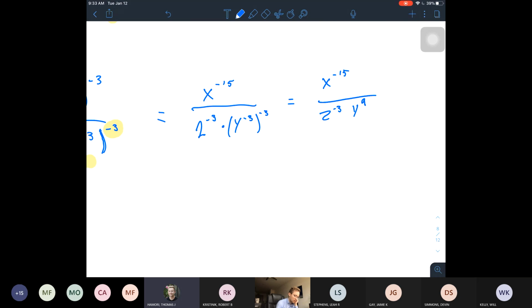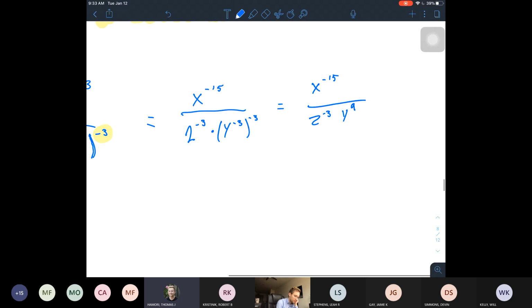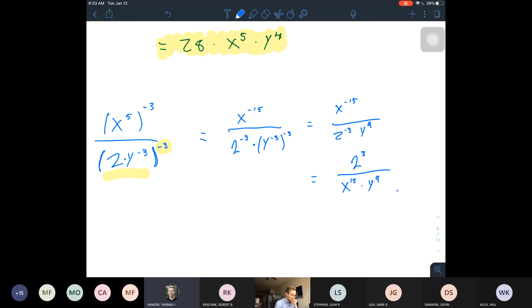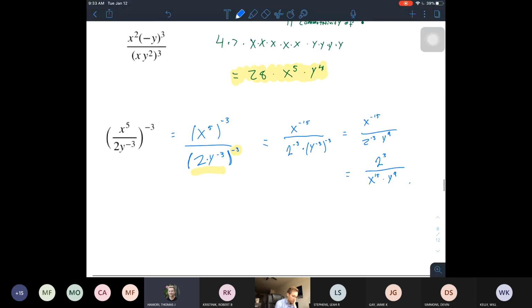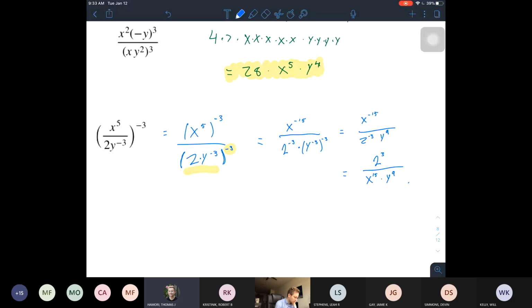Okay? And now the last thing that we should do is to make all of our negative powers positive powers by moving them up or down as needed. So the -3 power of 2 should come up to the top. It should be 2 to the 3. And then we should divide by x to the 15 and times y to the power 9. And we leave y on the bottom because it already has a positive power. Okay, so that is how we would handle something like this.